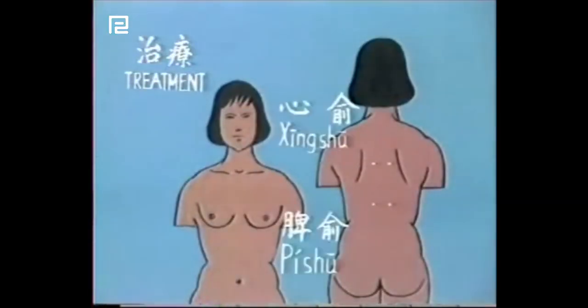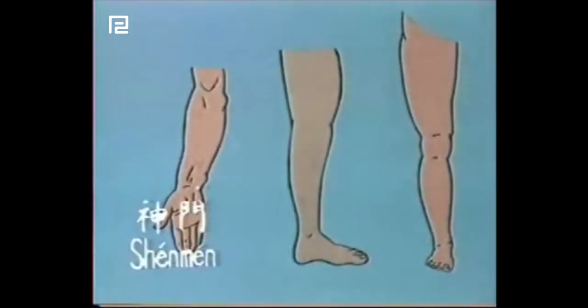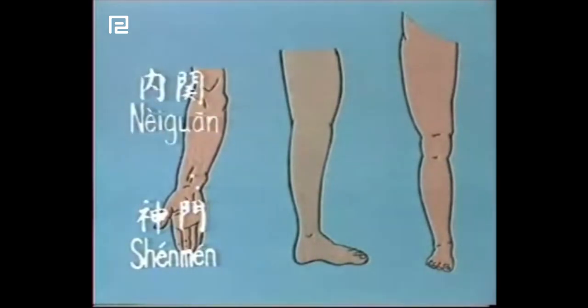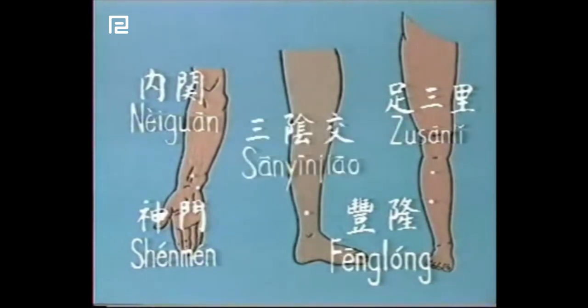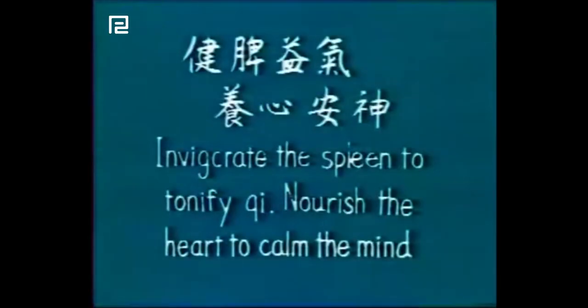Treatment: Xinshu, bladder 15, Pishu, bladder 20, Renzhong, DU 26, Shenmen, heart 7, Neiguan, pericardium 6, Zusanli, stomach 36, Fenglong, stomach 40, and Sanyinjiao, spleen 6. This prescription can strengthen the spleen, invigorate the vital energy, nourish the heart, and calm the mind.